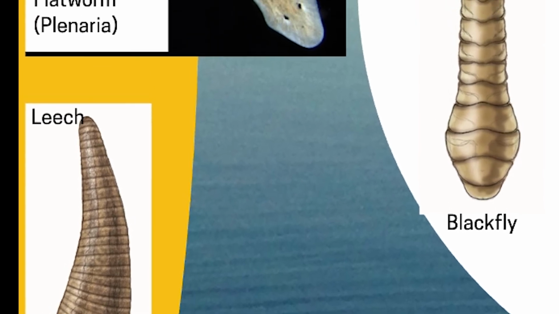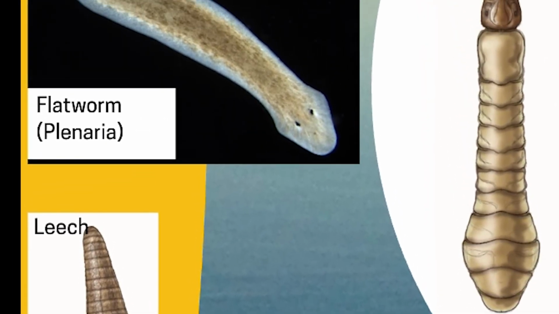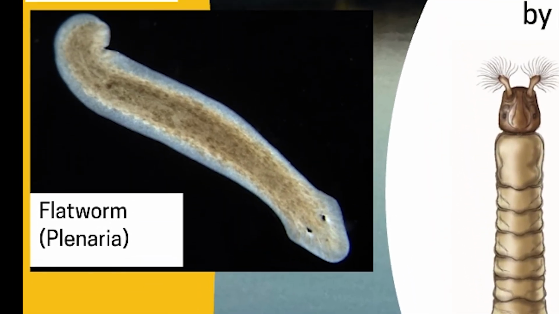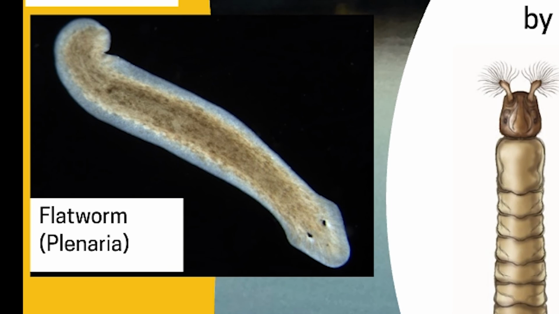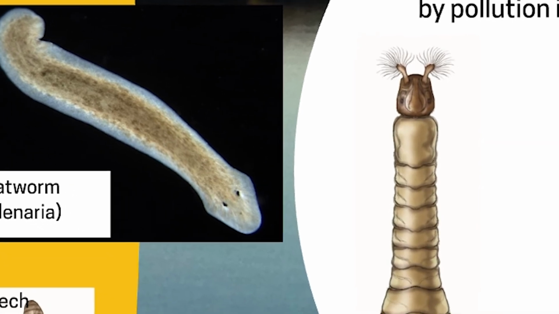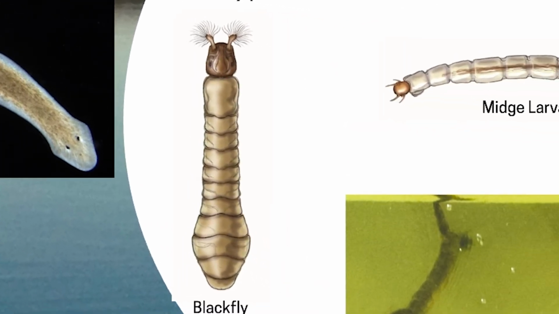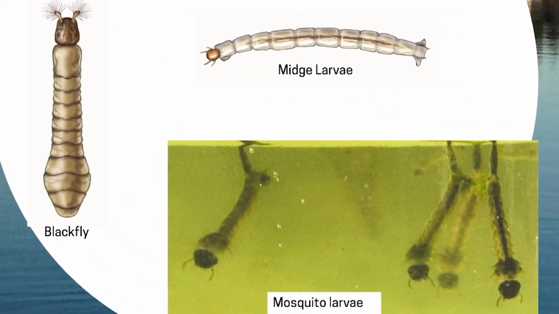Planaria, or flatworms, look a lot like a leech, except they don't suction on or consume body fluids like leeches. They also have a triangular head. Now, if you cut a flatworm in half, each half will grow into a complete flatworm. Mosquitoes can live in terribly polluted water and are able to float at the surface and absorb air from the surface. Midges and blackflies look similar and are often found in large numbers in slower water.